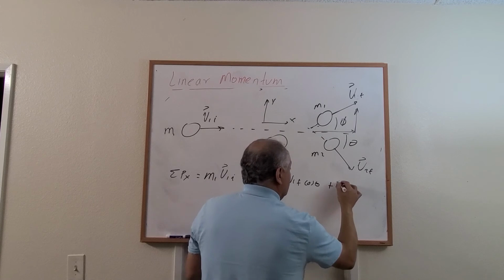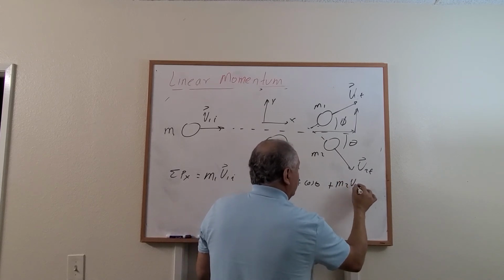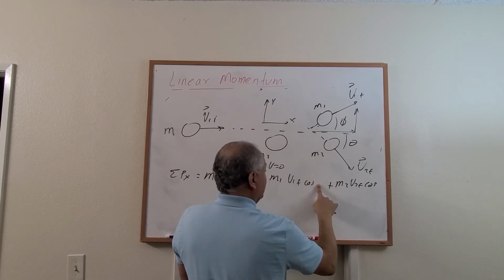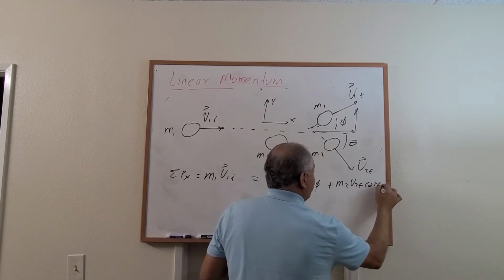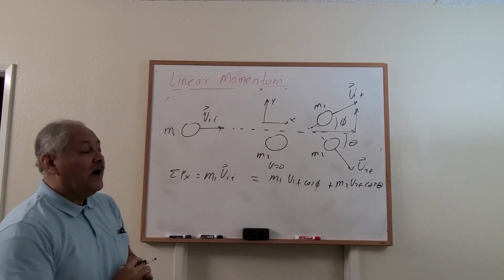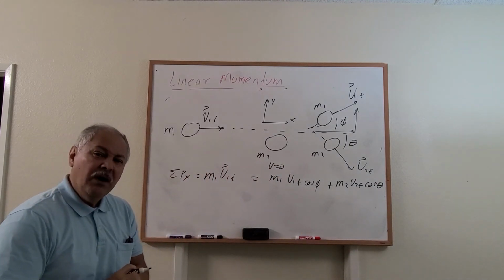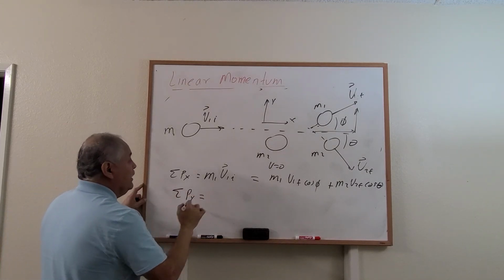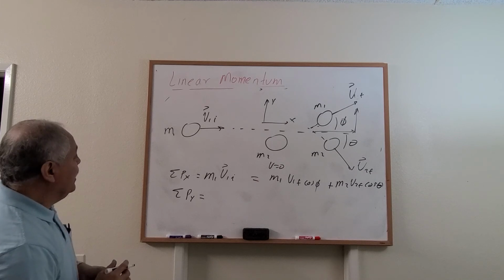Plus m2 times the final velocity of particle 2, times cosine phi. This is in the x direction. What about in the y direction? Well, the same thing. What is the total?